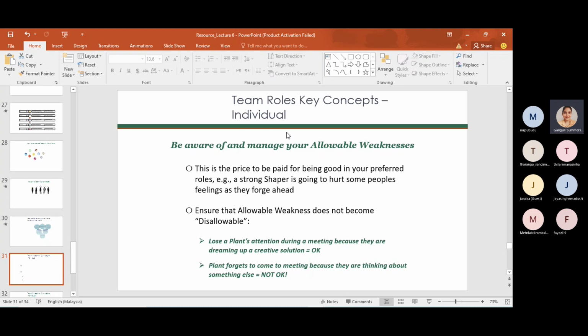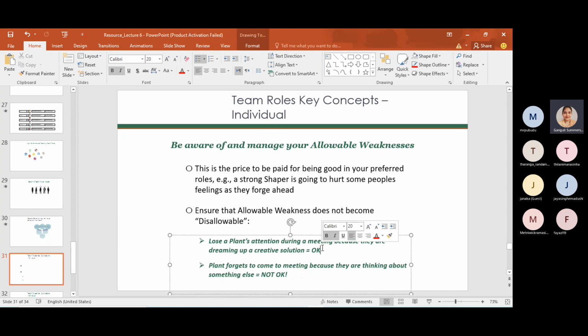He or she might not be able to pay attention to the meeting, right? He or she might lose focus and will not be able to pay attention to the meeting because he or she is thinking about something creative that he or she can do for the team. So this is okay.